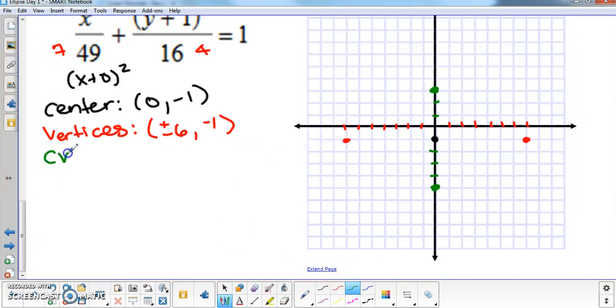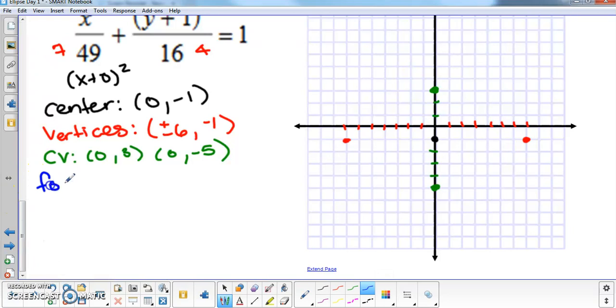My co-vertices are going to be located at 0 and 3, and 0 and -5. Okay?